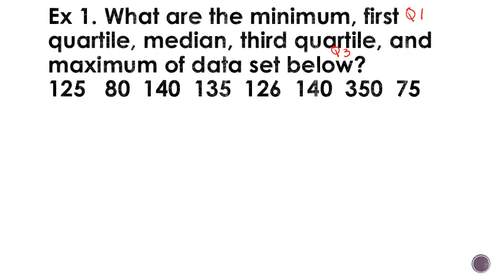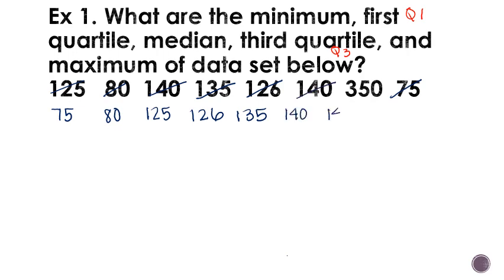So first thing, we're going to want to arrange this from low to high. So I'm going to go ahead and take the lowest number, which is 75, and rewrite it. Then the next lowest would be 80. Then the next lowest would be 125. After that is 126. Then 135. Then 140. Then 140 again, and lastly 350.